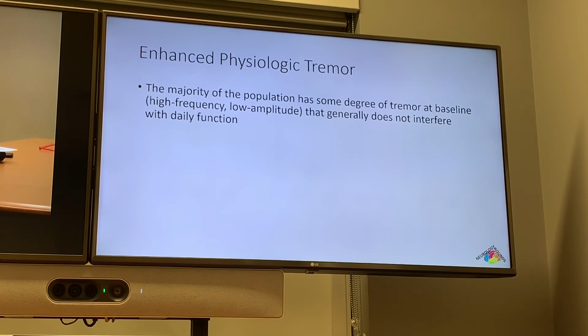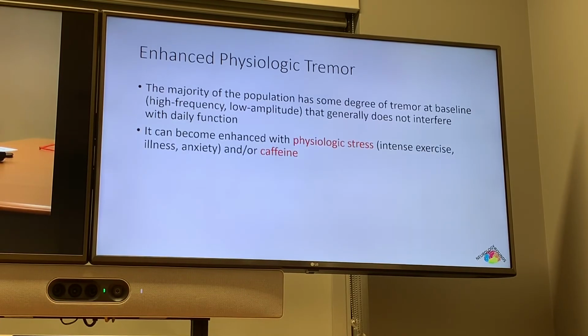And the idea here is that some people are just very sensitive to things that may exacerbate this tremor when they're under stress. So examples of that are physiologic stress, so exercise, illness, anxiety. So a lot of people get the handshakes when they have to speak publicly, and caffeine is another obvious one. So this is one of the ones that is very easy to treat.